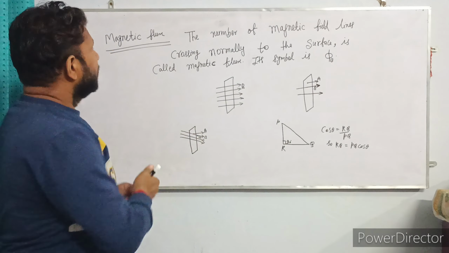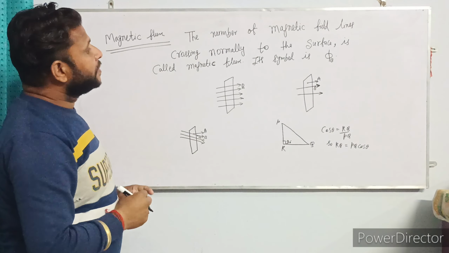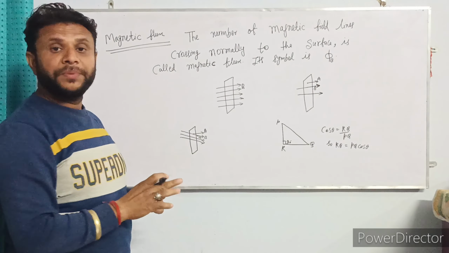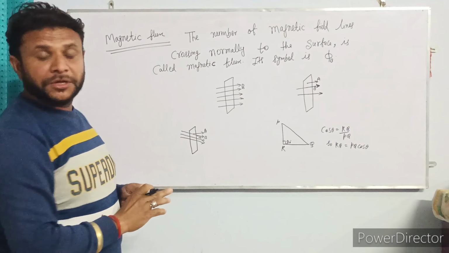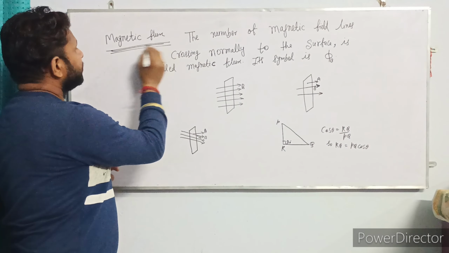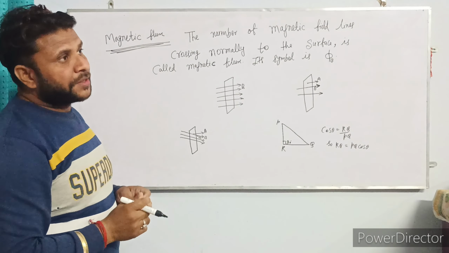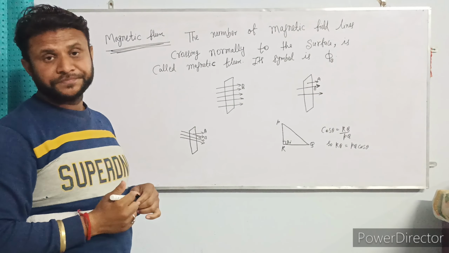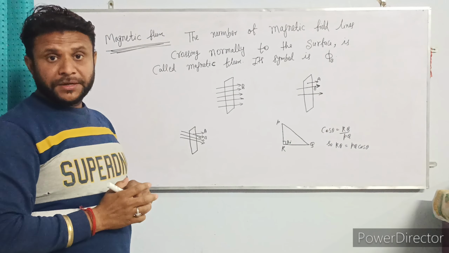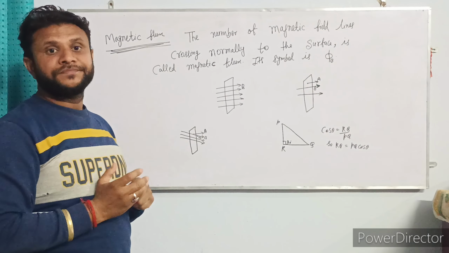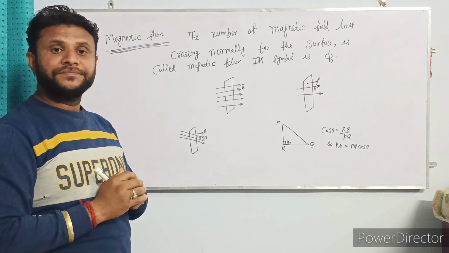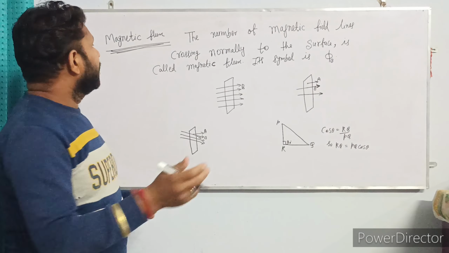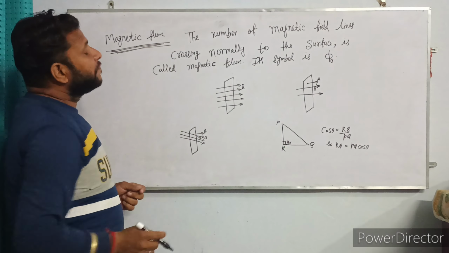Hi students, here the chapter electromagnetic induction, class 12th physics. Very important topic. In this chapter I am going to explain the topic magnetic flux. Magnetic flux, as you have studied in previous chapters, what is magnetic field? Magnetic field is the field that develops around any magnet, and it is a closed loop as we have already studied. Now the topic is magnetic flux.